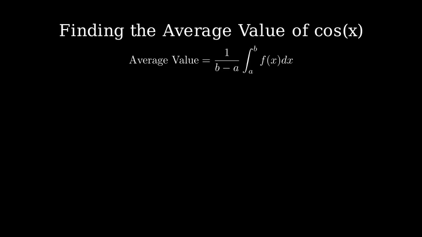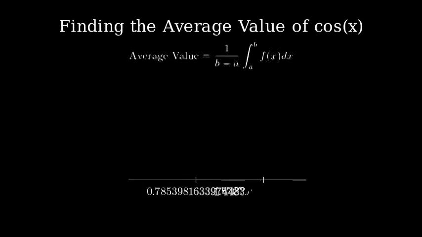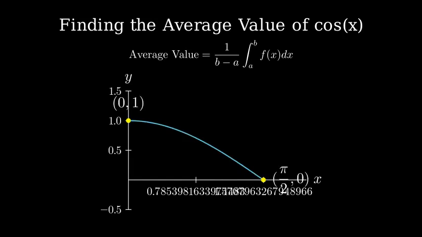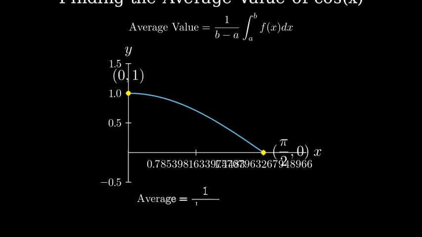Let's set up our axes and graph cosine x. Here's cosine x from 0 to pi over 2. Notice that at x equals 0, cosine is 1, and at x equals pi over 2, cosine is 0. For our problem, we're finding the average value of g of x equals cosine x from 0 to pi over 2.